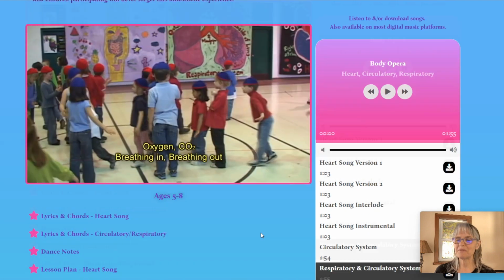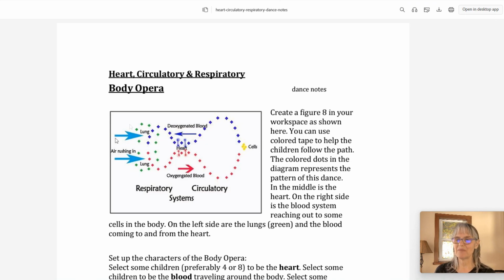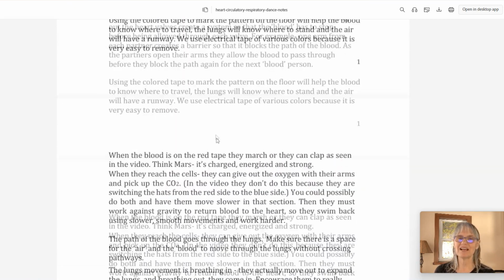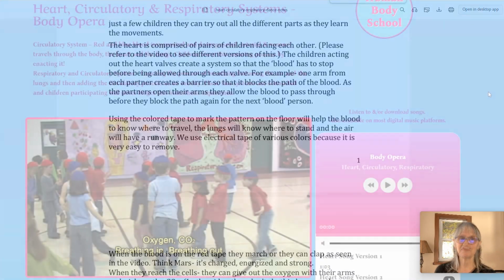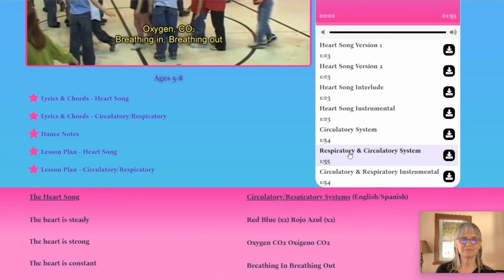So this comes with, for example, the dance note shows you how to set up the stage with the air and the lungs and the blood, oxygenated and deoxygenated blood moving through the heart. And it gives you the notes on how to do that. You can listen to and download all the songs here.